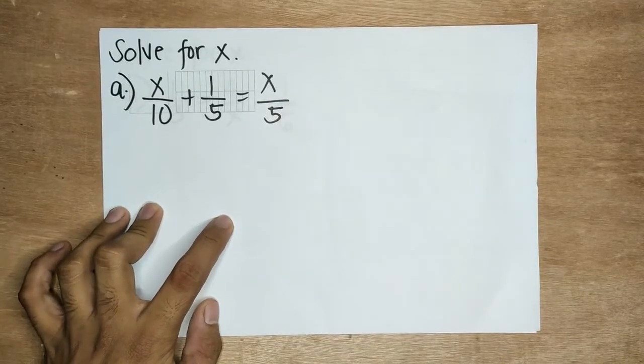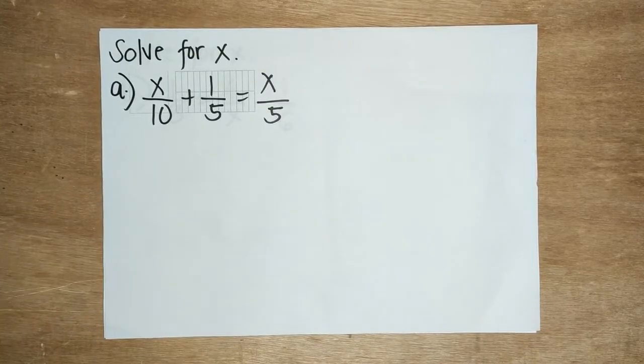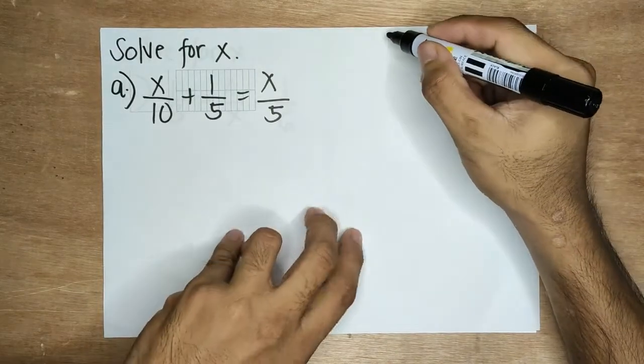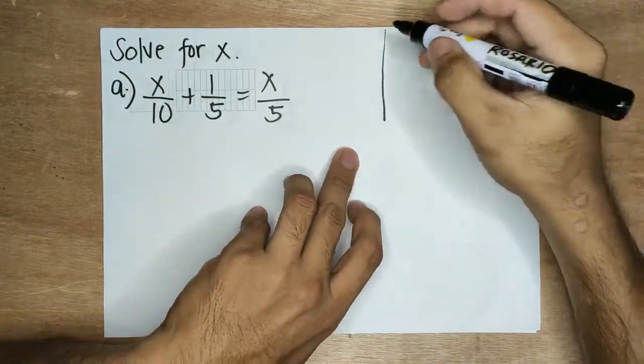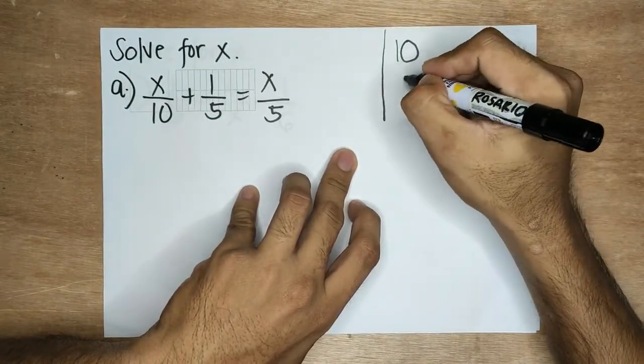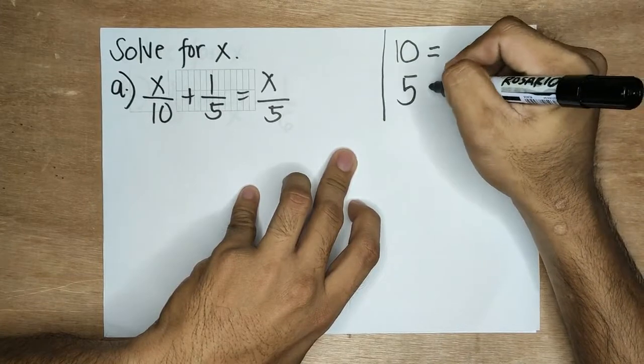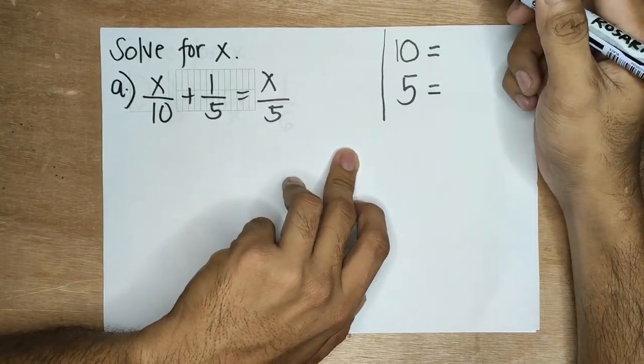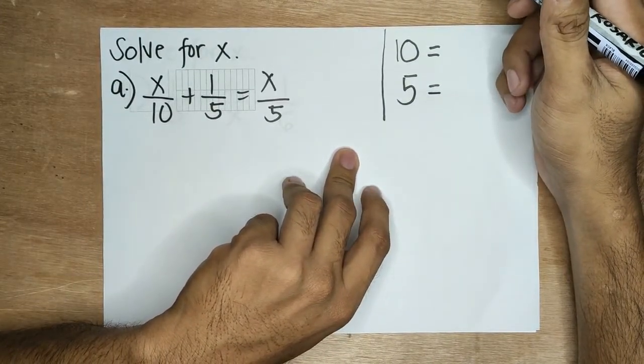Here are the examples in solving rational equation. So, the first item, x all over 10 plus 1 all over 5 is equal to x all over 5. So, the first step in solving a rational equation, let's identify the least common denominator. So, how do we do that? Of course, by looking at the denominators. So, the first denominator is 10. The second denominator is 5. So, we consider them and then we try to identify their prime factors.